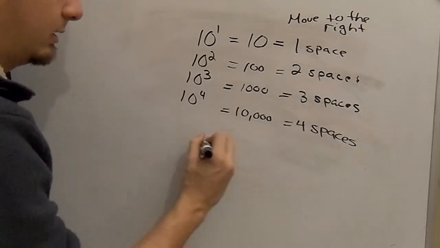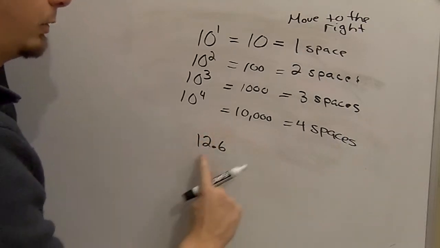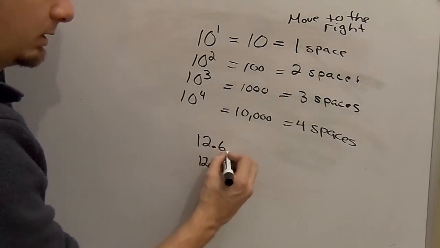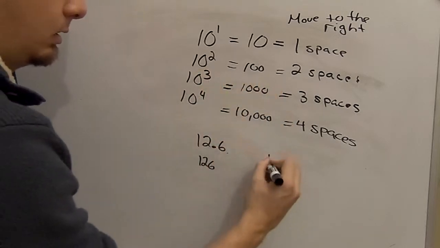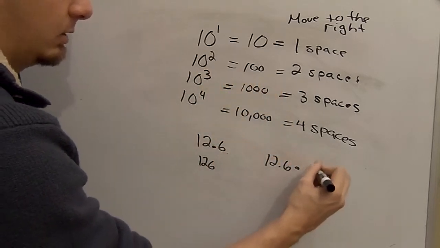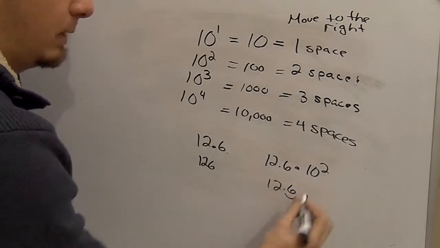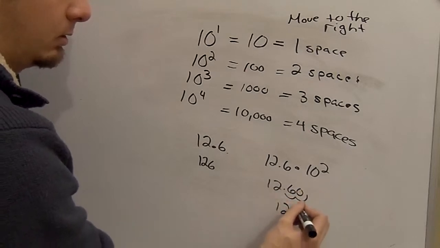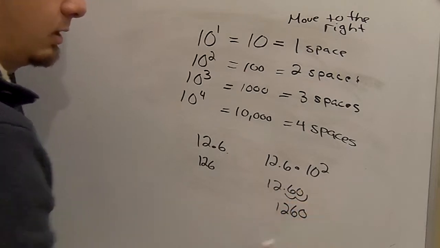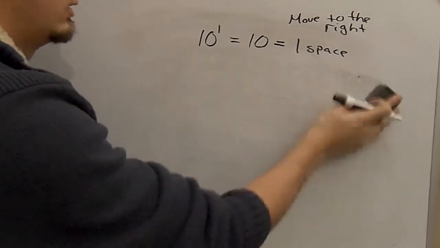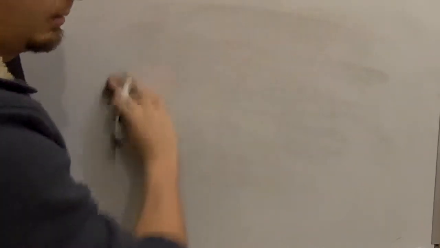So for example, if I had the number 12.6 and I multiplied it by 10, it would become 126 because I'd move that decimal over 1 space. If I multiplied 12.6 times 10 to the second power, it'd move that decimal over 2 spaces. The blank is filled with a 0. So I would get 1,260. And that pattern just keeps continuing on and on and on. So as long as you understand that concept, scientific notation should be pretty simple.